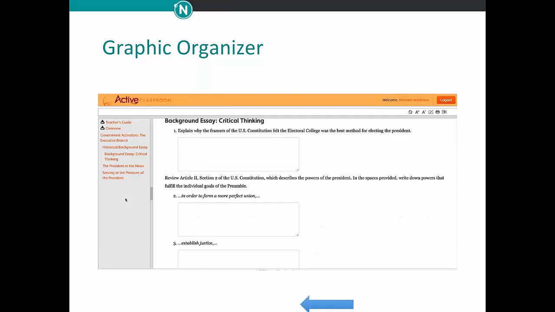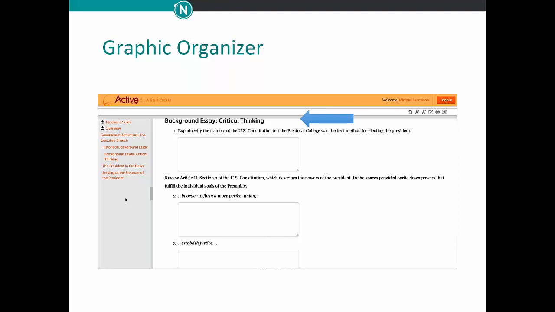Once they're done with that, there's a graphic organizer in which they use critical thinking skills, again, another AP skill, in order to understand things like: why did the framers develop an electoral college? What does the executive branch do to ensure or to fulfill different powers that are in the preamble?